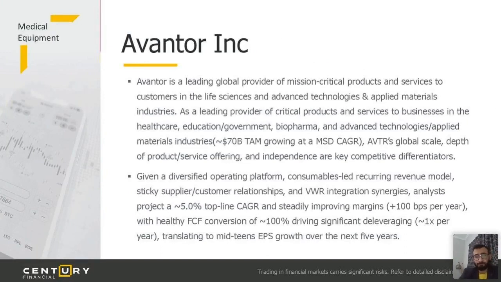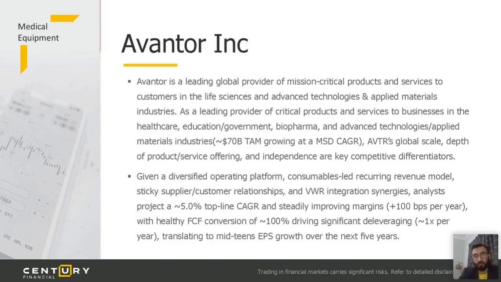So first, the medical equipment company is Avantor, a leading global provider of mission critical products and services to customers in the life sciences and advanced technologies. Now, see, guys, we have to understand every stock will have its fundamentals, compounding annual growth. As you can see, it shows steadily improving margins in the compounding annual growth rate. Compounding annual growth rate means the year on year growth which keeps on increasing. So if there is an increase in CAGR, that is something which is good.